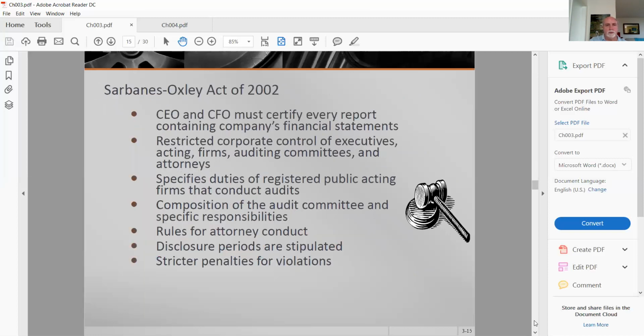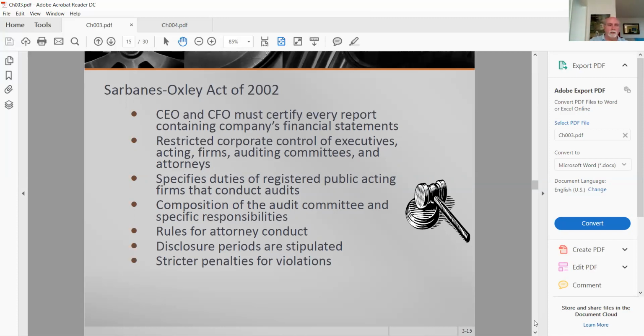Okay, we've seen the globalization. Here's the Sarbanes-Oxley Act. The CEO and CFO must certify every report of a company. Okay, this is strictly business oriented at the particular moment. It does restrict the control of executives, acting firms, audit committees, attorneys. It specifies the duties and the composition of the audit committees, defining what they must be. It defines the rules of attorney conduct. The disclosure periods are stipulated, and penalties for violations.